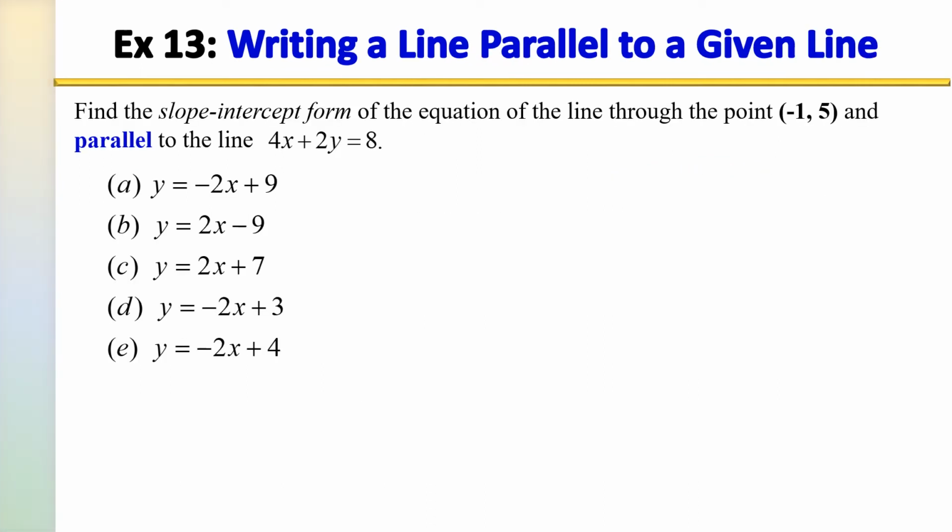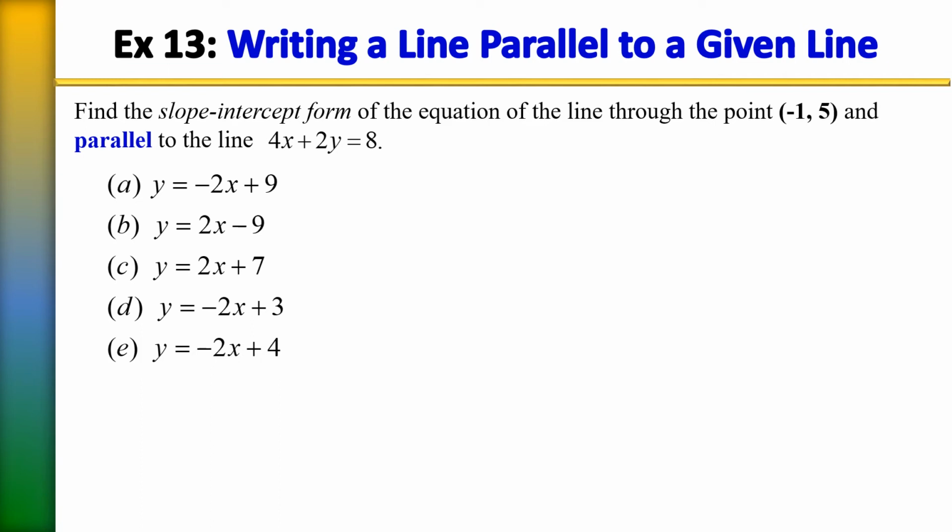In this example, we're asked to find the slope-intercept form of the equation of the line through the point -1, 5 and parallel to the line 4x plus 2y equals 8. So we're asked to write our answer in slope-intercept form, meaning solve for y. Notice all of the answer choices are solved for y, so we need to make sure when we're done our equation is in that form.